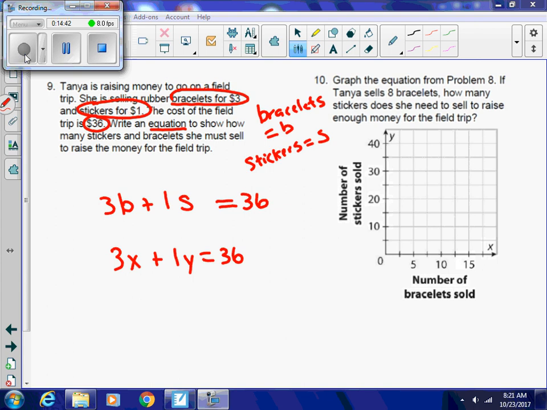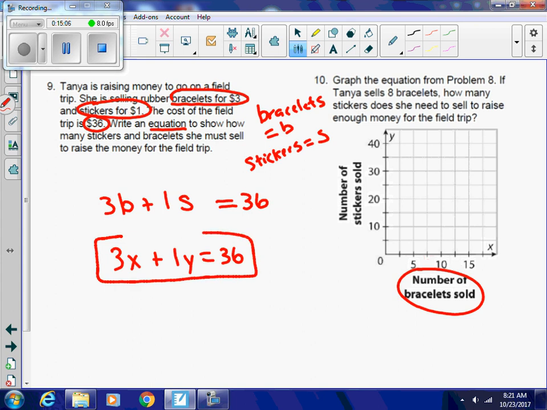I do tell my kids that we usually use X for the first one that we see. That's why I used X for the bracelets. So unless they tell you specifically, I would go with the first one for X. And of course it makes sense here because my graph on the next one has X for bracelets. So we want to graph this for number 10. By the way, this is the answer for number 9.